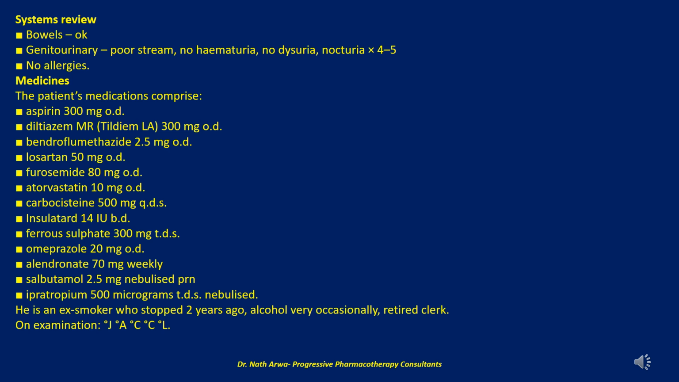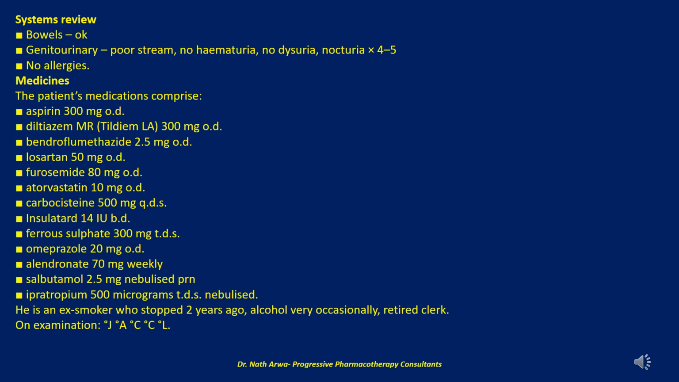7. Carbocysteine 500 mg 4 times daily. 8. Insulatard 14 international units twice daily. 9. Ferrous sulfate 300 mg twice daily. 10. Omeprazole 20 mg once daily. 11. Alendronate 70 mg weekly. 12. Salbutamol 2.5 mg nebulized as needed. And 13. Ipratropium 500 micrograms thrice nebulized.